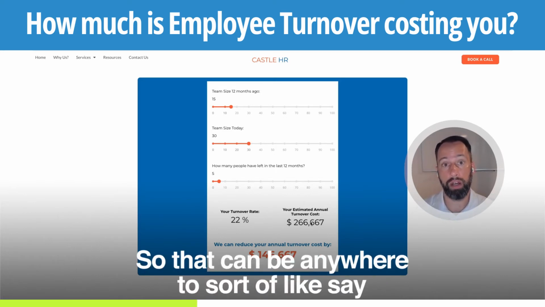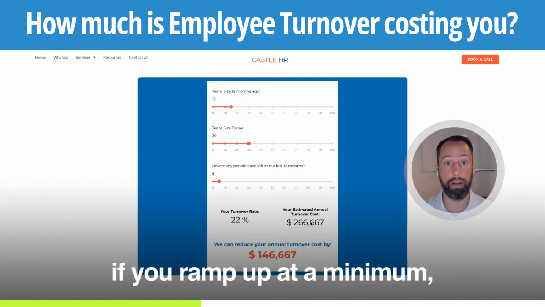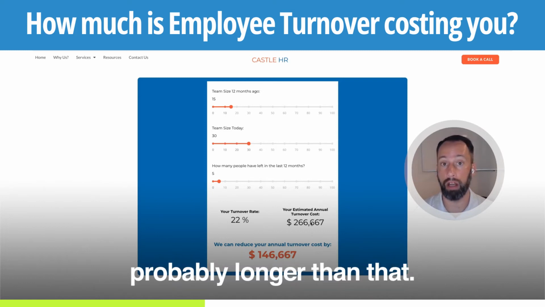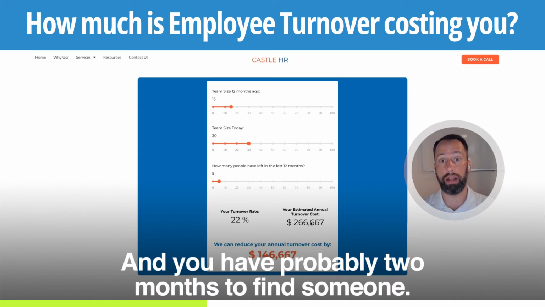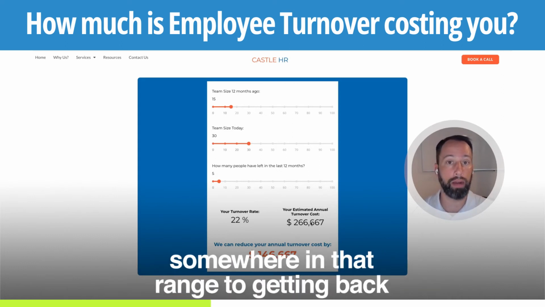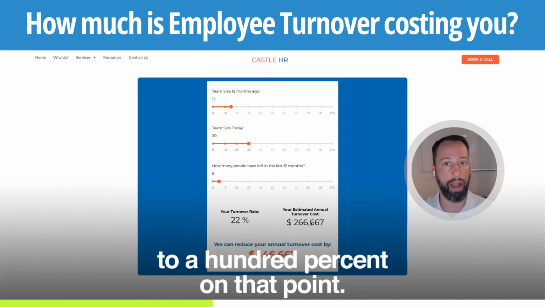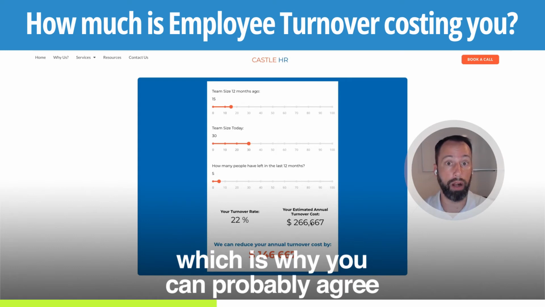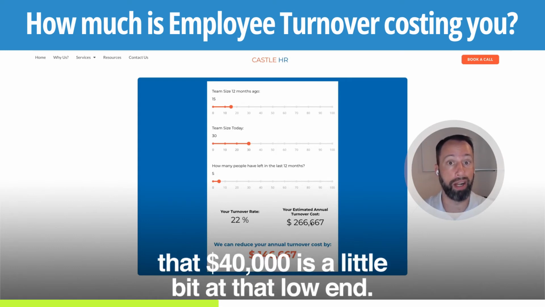At a minimum, you're going to be 2 months ramping somebody up, probably longer than that, and you're probably 2 months to find someone. So you're probably 4 months, to 6 to 9 months, somewhere in that range, to getting back to 100%. There's a lot of lost productivity, which is why you can probably agree that 40,000 is a little bit at the low end.